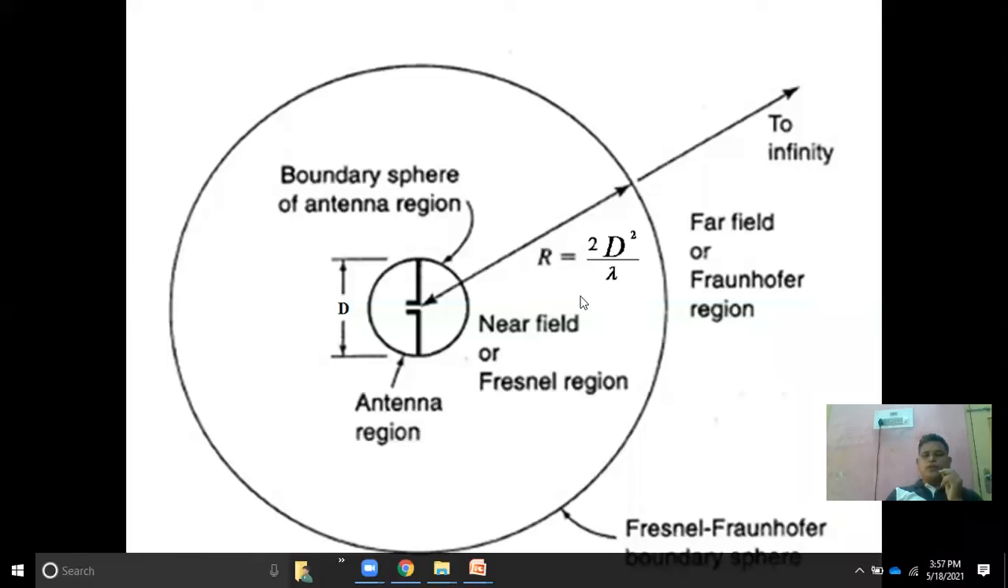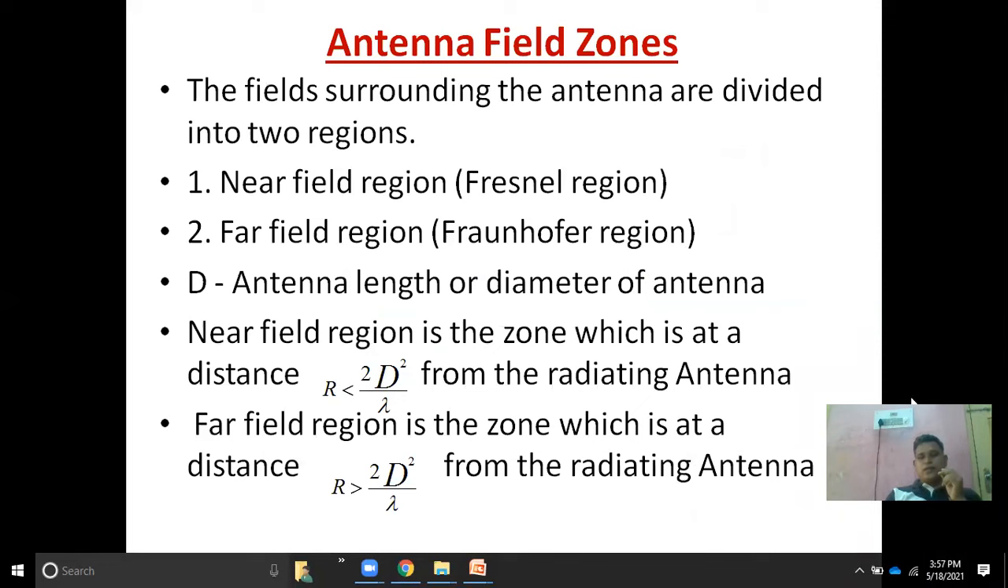What is the condition, what is the minimum range? If you want to measure the radiation pattern, that minimum range should be R equal to 2D squared by lambda. After this range only, you can measure the radiation pattern. This is the boundary sphere, and from here the far field will start. See here: near field region or Fresnel region, far field region or Fraunhofer region.